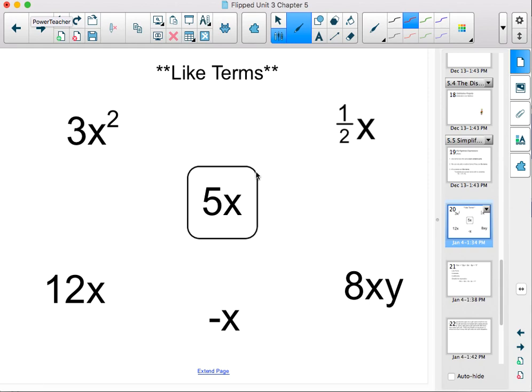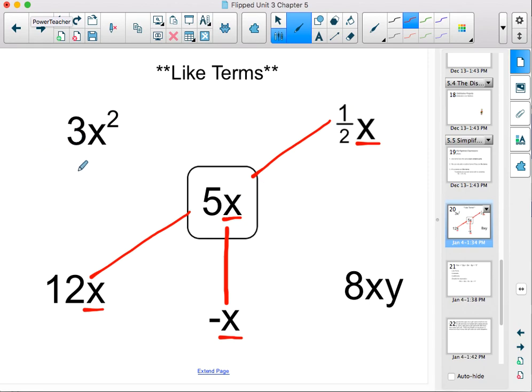Let's go through them. The ones that are most obvious right here, 1/2 x. It's a term that has the same variable part, the x at the end. This guy here, -x, another pretty clear example. We've got the exact same variable piece, the x. And this term here, 12x, we have the same variable part, okay? So those 3 are pretty clearly like terms with 5x. The other 2 we have to talk about.